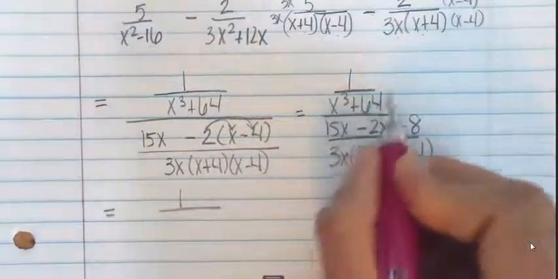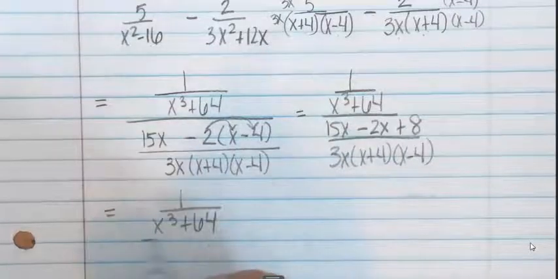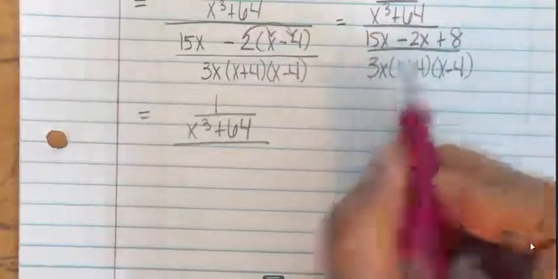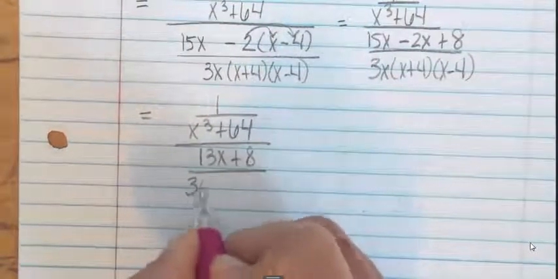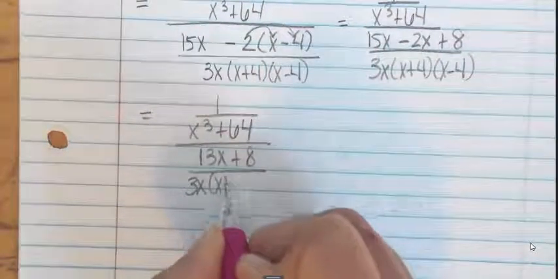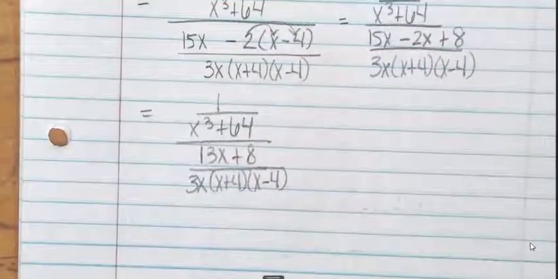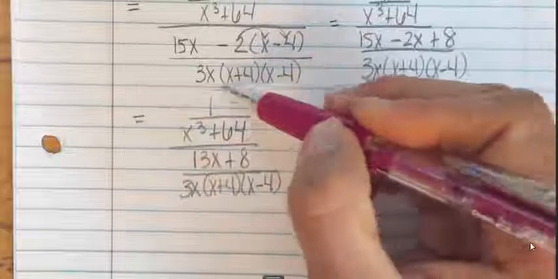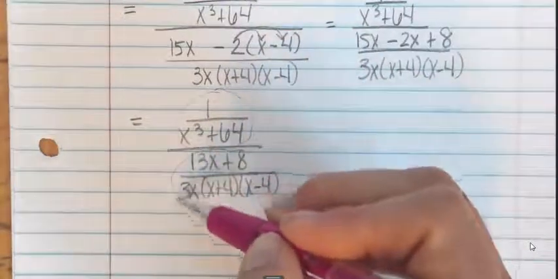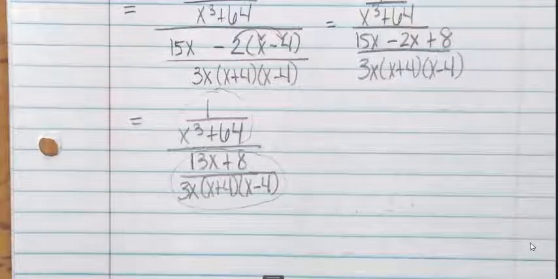So keeping the numerator that we haven't even been touching yet, we'll get to that, I promise. I now look like I have 13x plus 8, and then 3x times x plus 4, x minus 4. Okay, so now I've got a nested fraction, but this is good. Right now I've got a fraction on top, divided by a fraction. And remember, we don't divide fractions, we multiply by the reciprocal.